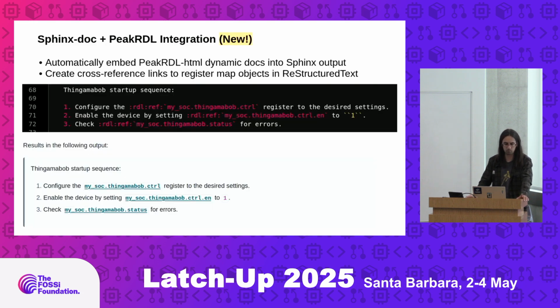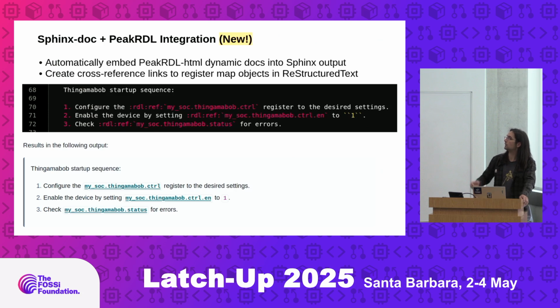So one thing that I pushed out just last week, if you're a fan of using Sphinx docs for documentation, there is now very nicely natively integrated plugins for PeakRDL. So you can basically point Sphinx to your RDL files, XML files, and whatnot. It'll read them in. It'll embed that dynamic HTML into your document, and then you can now cross-reference things.